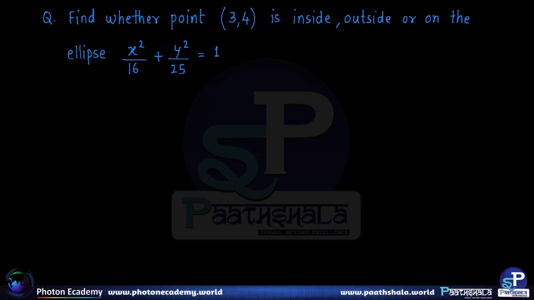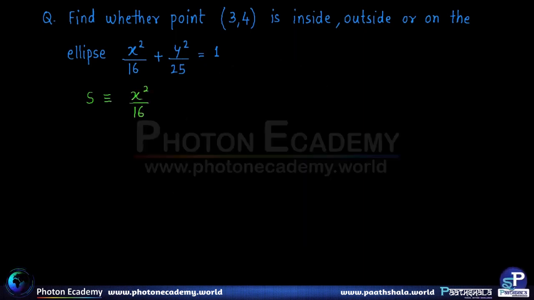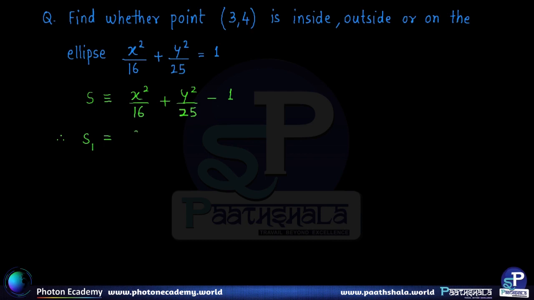Find whether the point (3, 4) is inside, outside, or on the ellipse x square upon 16 plus y square upon 25 equal to 1. So here S corresponds to x square upon 16 plus y square upon 25 minus 1. Therefore, what will be S1? S1 is where we have to replace x and y with the coordinates. So x is 3, therefore 3 square is 9 upon 16, plus 4 square is 16 upon 25, minus 1. Now we have to find out whether this number is positive or negative.